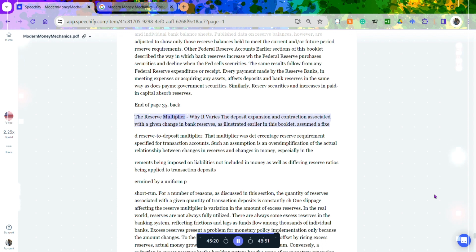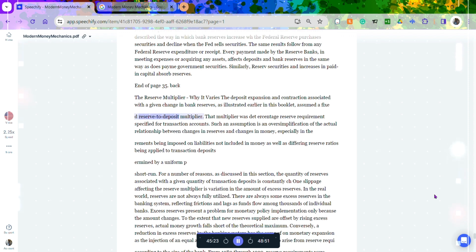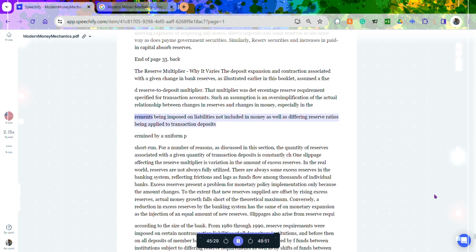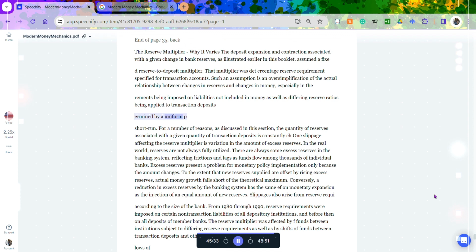The reserve multiplier, why it varies. The deposit expansion and contraction associated with a given change in bank reserves, as illustrated earlier in this booklet, assumed a fixed reserve-to-deposit multiplier. That multiplier was determined by the percentage reserve requirement specified for transaction accounts. Such an assumption is an oversimplification of the actual relationship between changes in reserves and changes in money, especially in the short run, because of the reserve requirements being imposed on liabilities not included in money, as well as differing reserve ratios being applied to transaction deposits, rather than being determined by a uniform percentage.